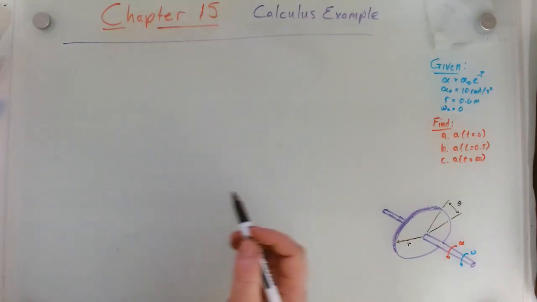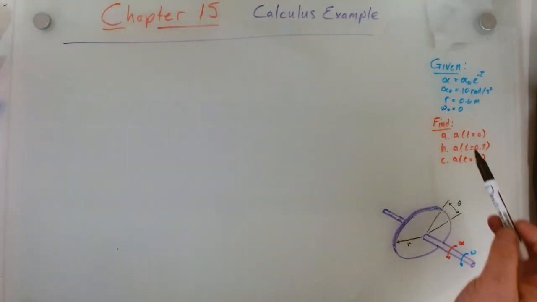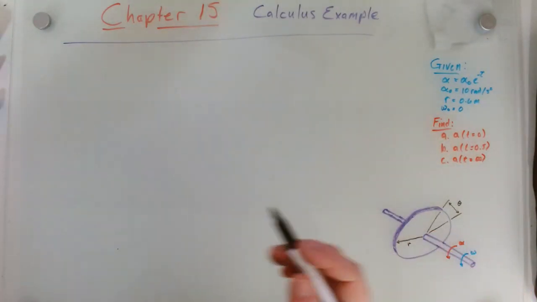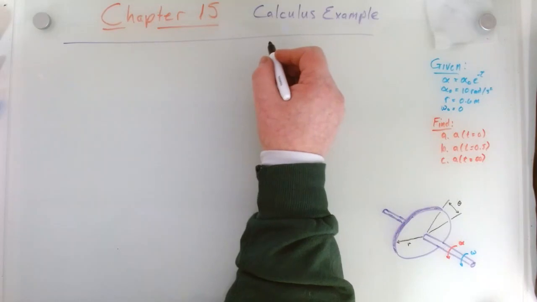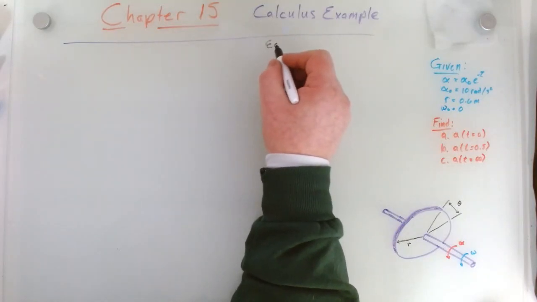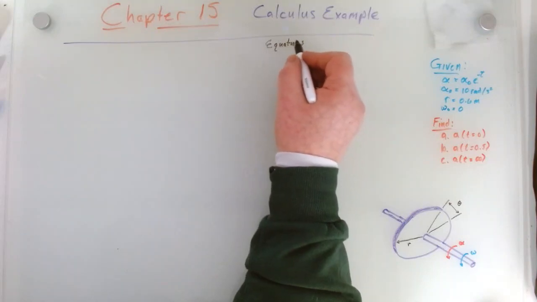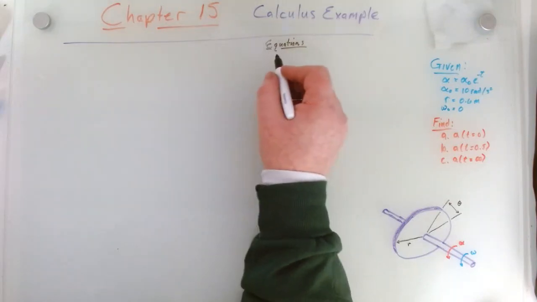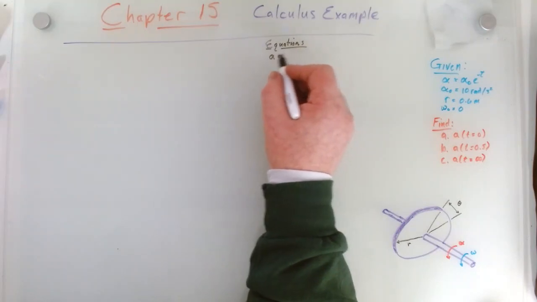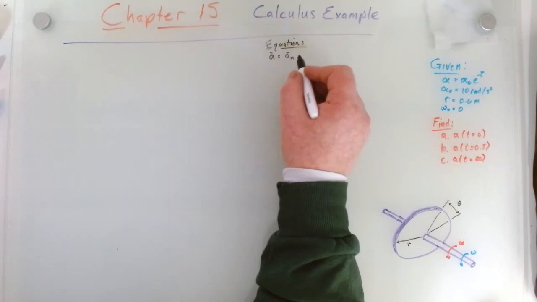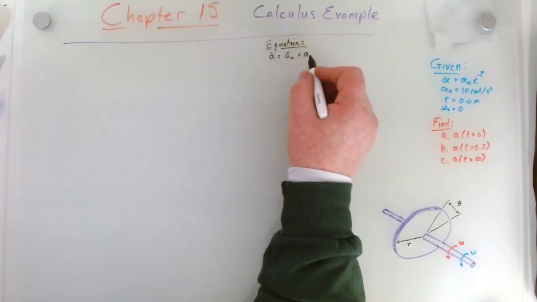So we need A, which means that we're going to need some equations. Let's just list them off. Okay, so let's say, what do we need? We need some equations. All right, so which ones? Well, let's see, they want A, so A is equal to, and we'll just draw it like this, right? A is equal to A n plus A t.